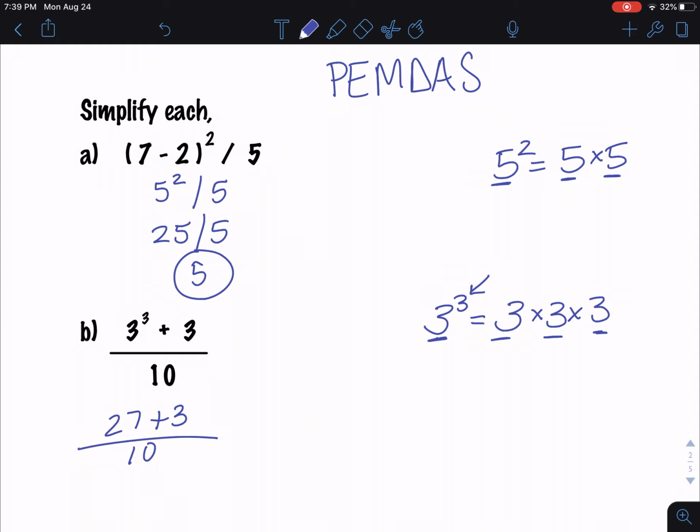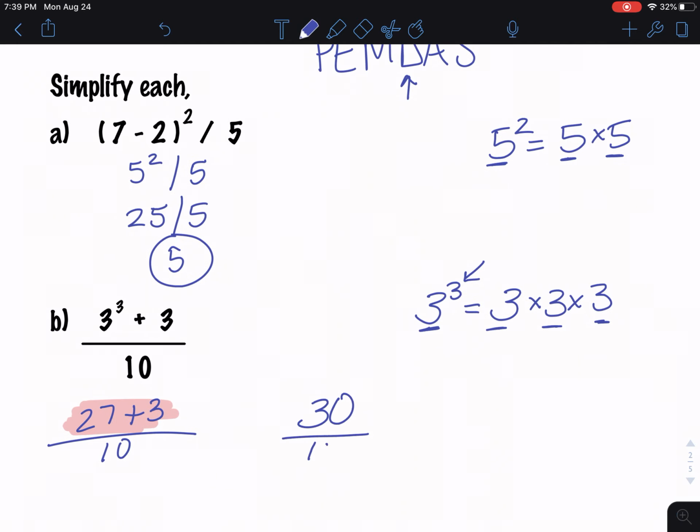I must simplify my entire numerator before I'm allowed to divide and simplify this fraction. That is the one difference with order of operations, is that I must simplify everything in the numerator and everything in the denominator before moving on to the division piece of PEMDAS, because each piece of that fraction is like a grouping mechanism, just like parentheses were. So 27 plus 3 is 30, and my last and final step is the division, 30 divided by 10, which results in a final answer of 3.